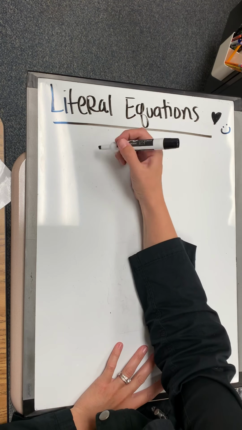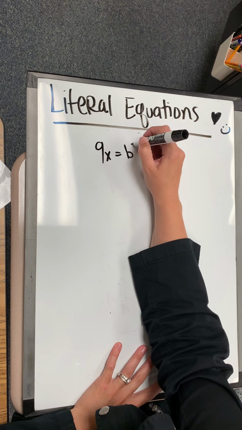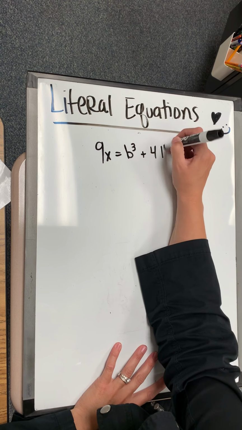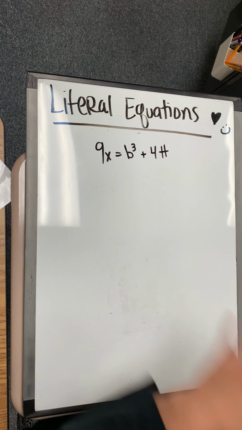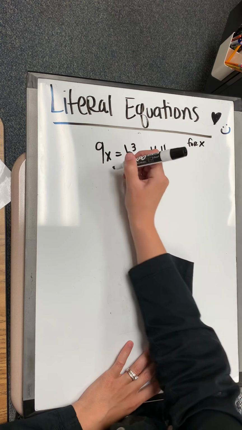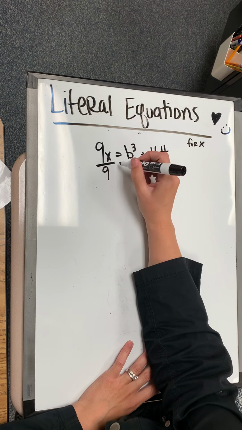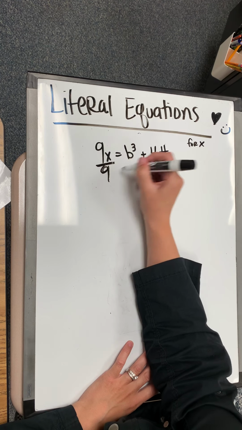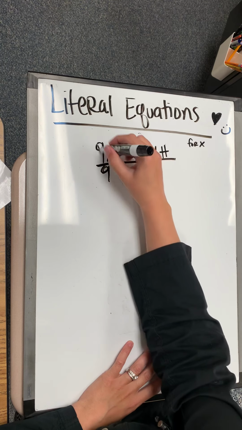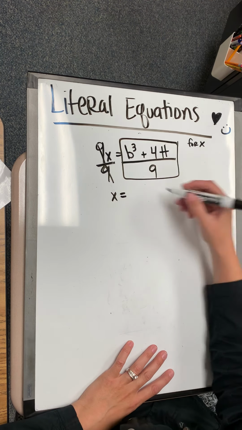So if we have something like 9x is equal to b to the third plus 4h, we can take this and say, okay, solve for x. And that's gonna be easy because the only thing that's happening with x is timesing by 9. So over here we would divide by 9. So over here we would divide by 9. So now x is equal to this. And that was pretty easy.